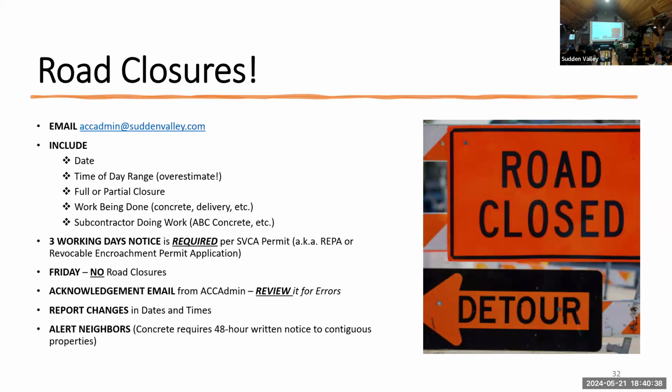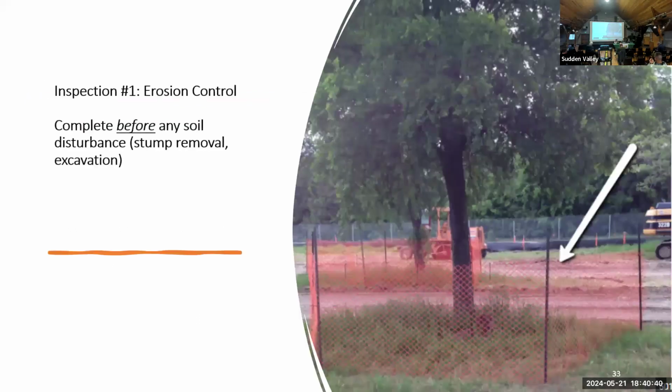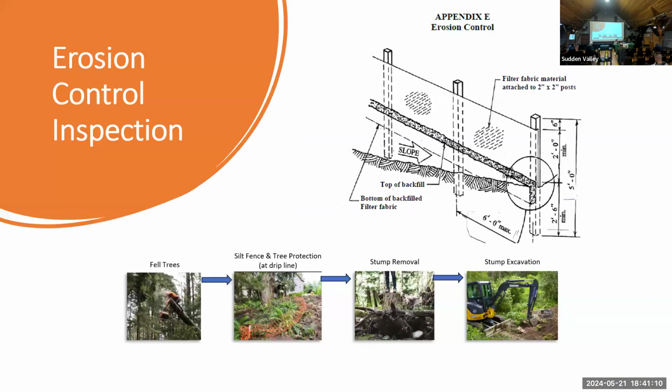All right. Once you've got your project approved by ACC and we've had our compliance review meeting, your REPA has been sent to Mike Brock, and Mike Brock has approved your REPA, then you can start your construction, and there are 4 inspections which need to be done. The first one is the erosion control. It's called erosion control, but it also includes tree fencing. You need to have this inspection complete before any soil disturbance, before stump removal, before excavation.